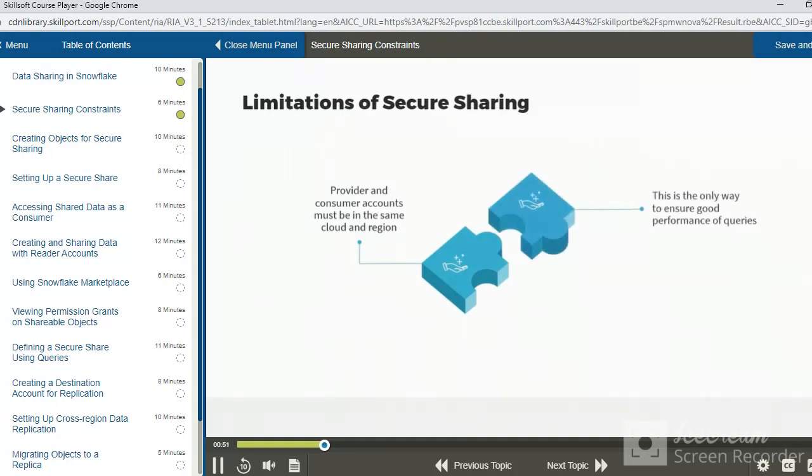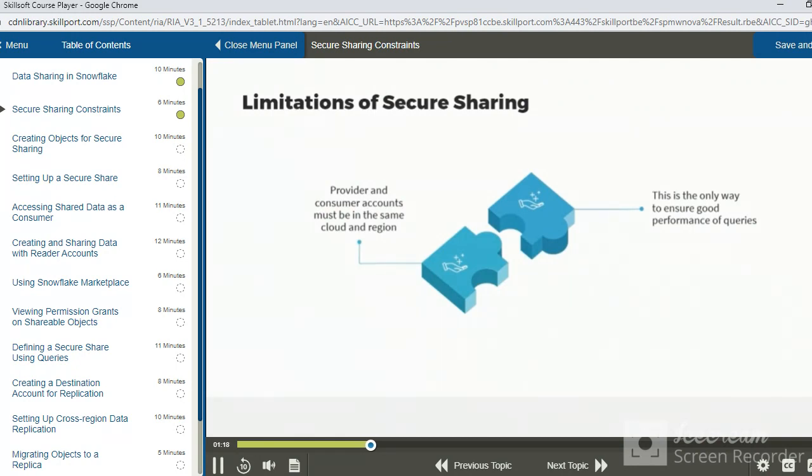This is not just some arbitrary restriction. We saw that consumers effectively have a services and metadata layer into the provider data, and unless both of these accounts happen to be located in the same region, the performance of queries can really suffer. Consider a consumer of data located in Western Europe and a provider in Southeast Asia. The physical distance will just mean that queries run very slowly.